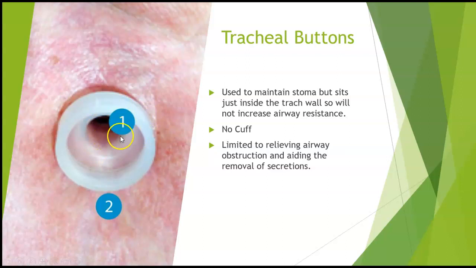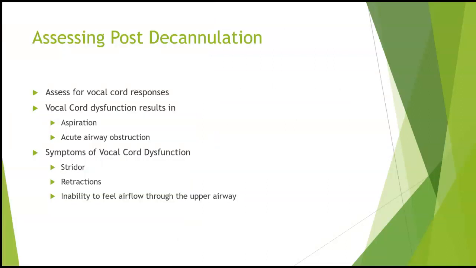But this just maintains and keeps the stoma open. It just sits right inside the trach, so it's not going to increase airway resistance because it's really not in the trachea. It's just sitting in that stoma and maintaining that open stoma. There's going to be no cuff to this. It's not going to do anything within the airway to relieve obstruction. And it is also a little limited in aiding in secretion removal. You can still suction through this, but it's not as easy to do as with an actual tracheostomy.